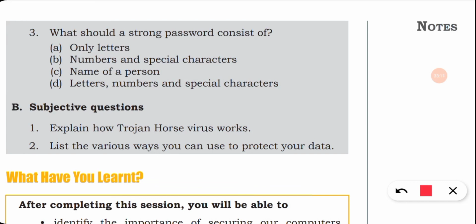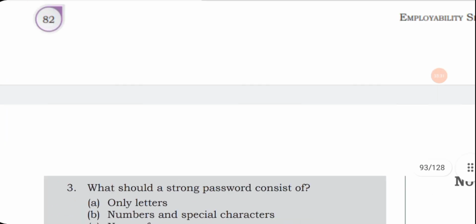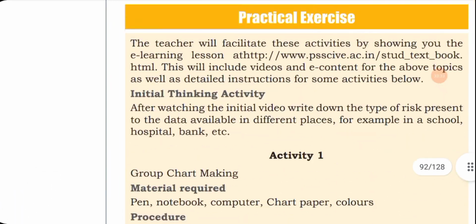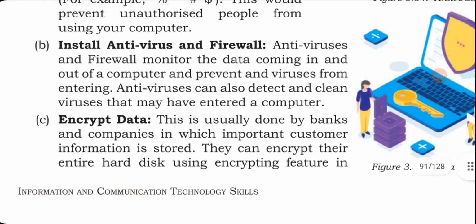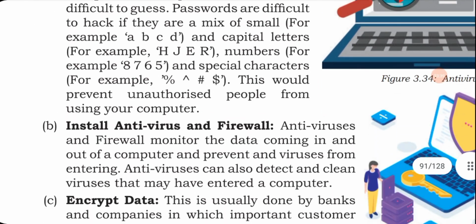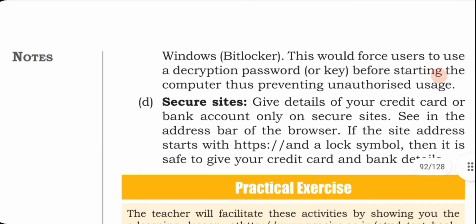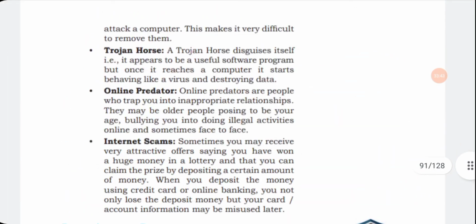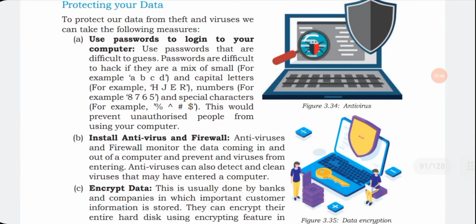Then list the various ways you can use to protect your data. What are the different ways we can protect our data? We can use encryption software. Then we can lock our computer system using passwords, then install antivirus and firewall, then use strong passwords, then use secure sites. From these methods we can protect our data.